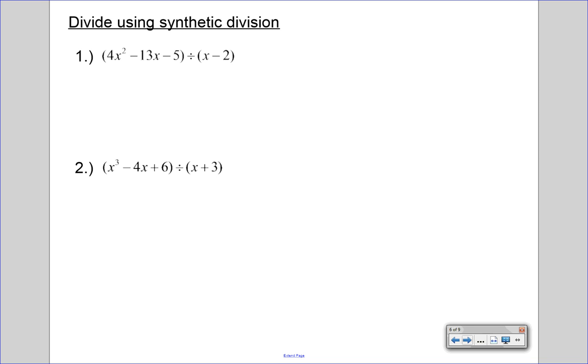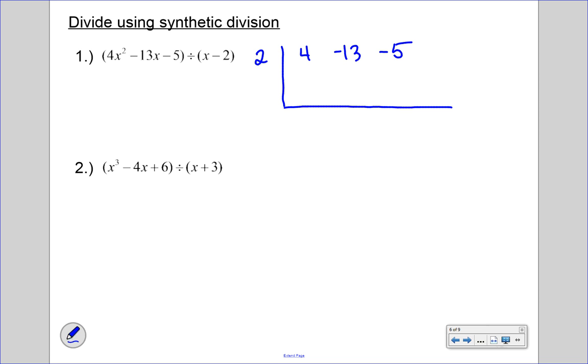So what we're going to do is, if we're dividing by x minus 2, we're going to change the sign and put a positive 2 down, and we're going to do this kind of upside down box. And then we're going to take the coefficients of each term and write them down. They have to be in standard form, and if you're missing a term, you do have to use a placeholder. But this one is in standard form. So we do 4, negative 13, and negative 5.